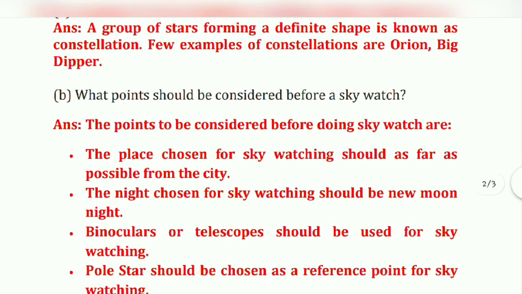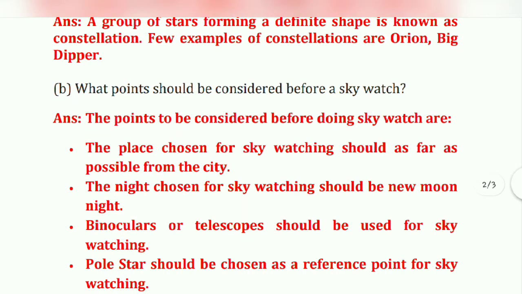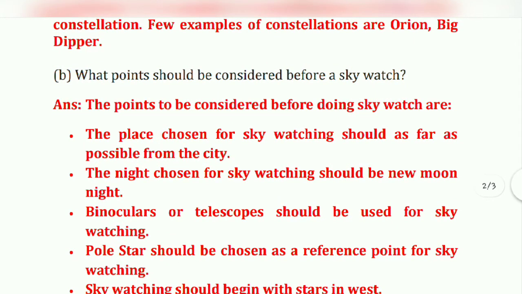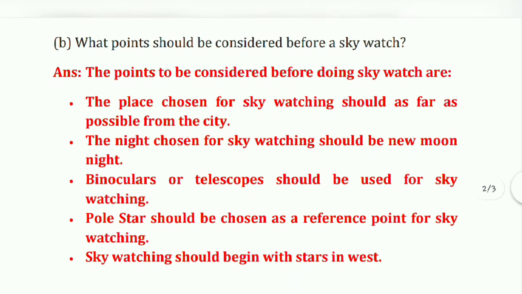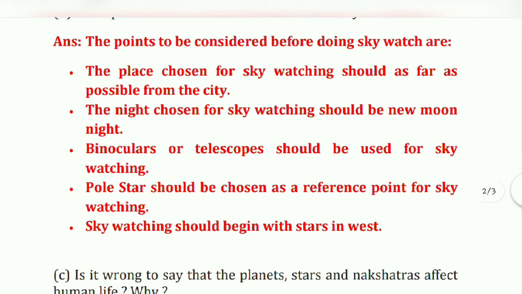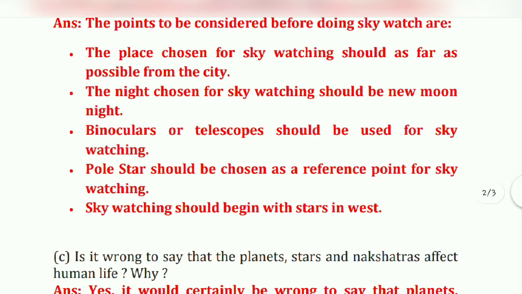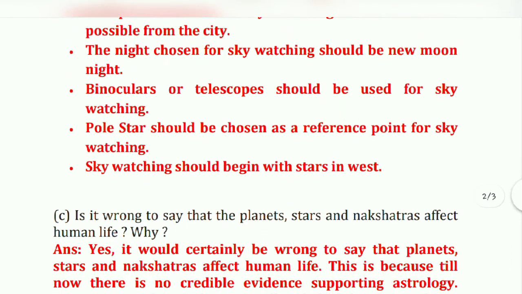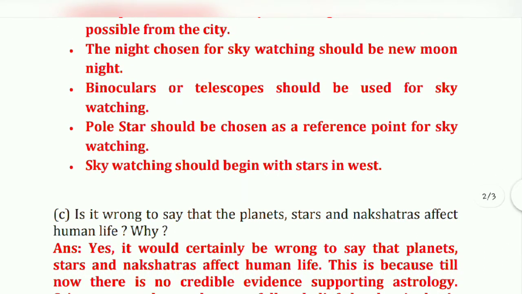The next, what points should be considered before a sky watch? So the answer is, the points to be considered before doing sky watch are, the place chosen for sky watching should be as far as possible from the city. Then the night chosen for sky watching should be new moon night. Then binoculars or telescopes should be used for sky watching. Then pole star should be chosen as a reference point for sky watching. Then sky watching should begin with stars in the west.